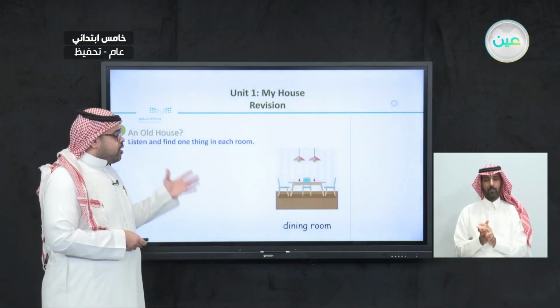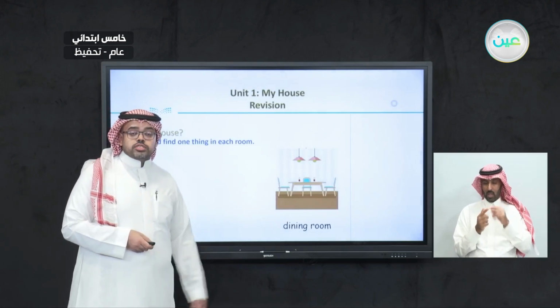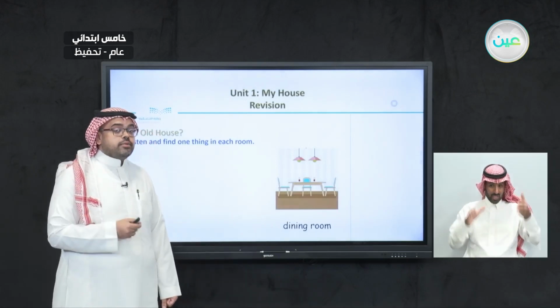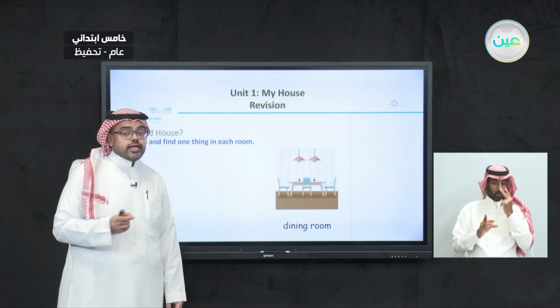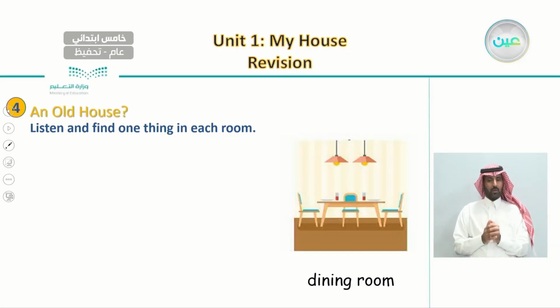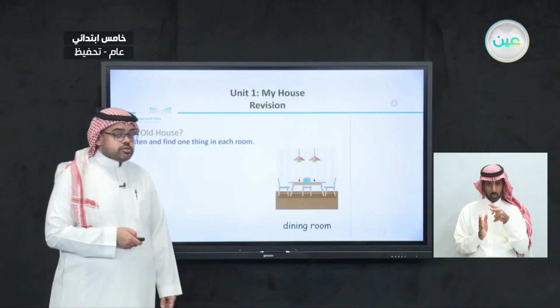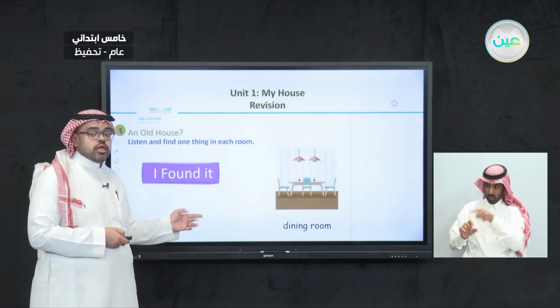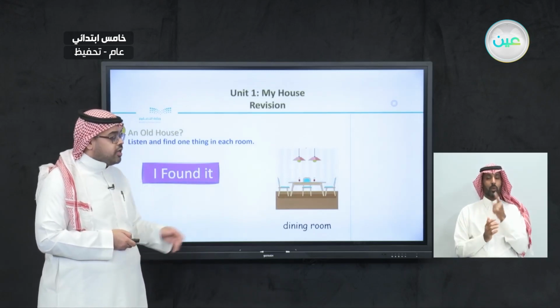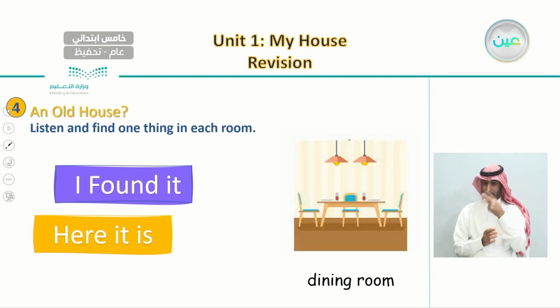Let's start with the first room, which is the dining room. Now listen, I'm going to tell you to look for something and tell me if you find it. Have a look at this room, the dining room, and tell me, where are the chairs? Can you see the chairs? If you do, then you should say, "I found it," and also say, "Here it is." For example, "I found it, here it is."